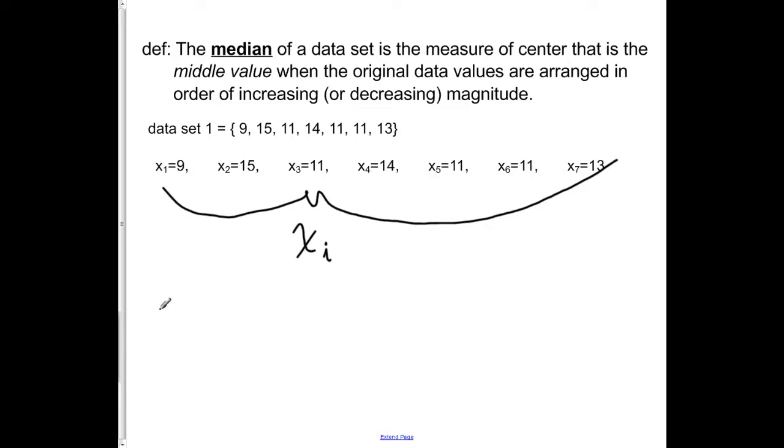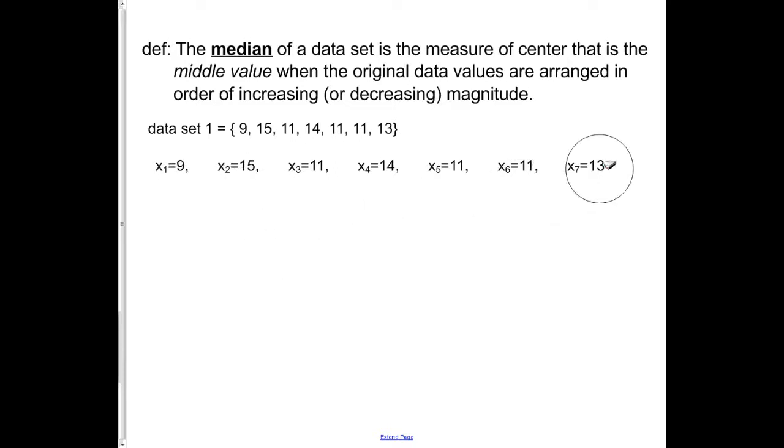But I don't want to have the xi's. What I want is the order statistics. So I want to rearrange this data set so that it is in increasing order. And when I do that, I'm going to change the subscript to a subscript with parentheses. So let's look at the first order statistic.